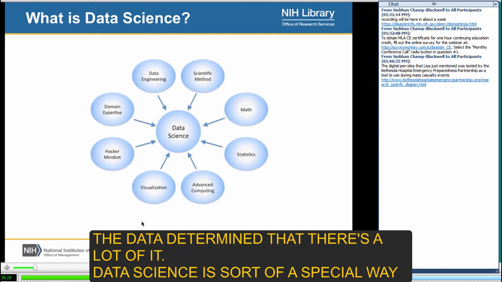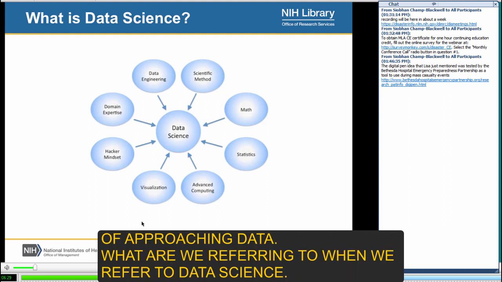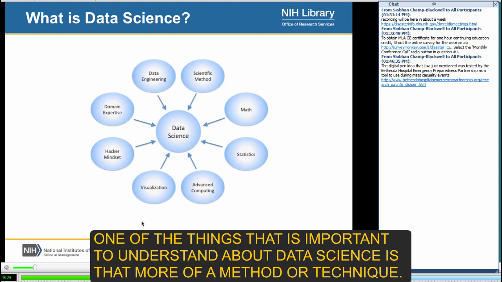We've determined that there's a lot of it. What can we do with it? So data science is a special way of approaching data, a set of techniques that are especially useful when we're talking about big data. So what are we referring to when we refer to data science?